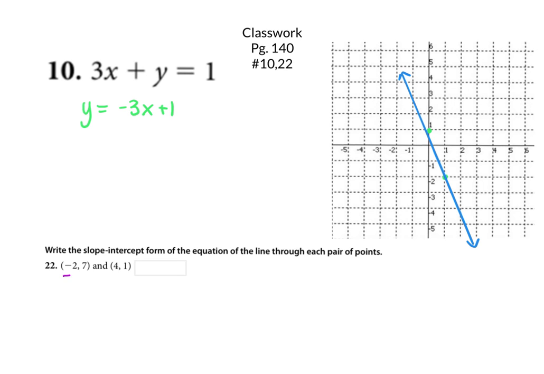So here they've given me 2 points. We just talked about our slope equation yesterday. It is y2 minus y1 over x2 minus x1. So in this situation, you would have to find your slope first. Then you can pick either point to solve for your y-intercept. Either one is going to give you the same y-intercept. Okay? So go ahead and try this one.